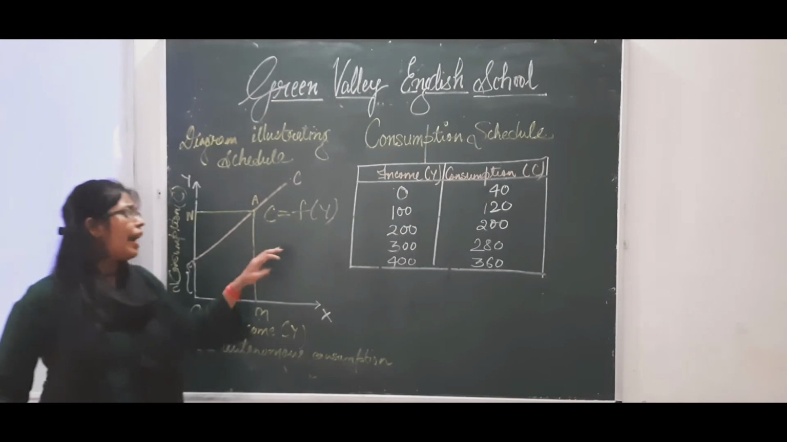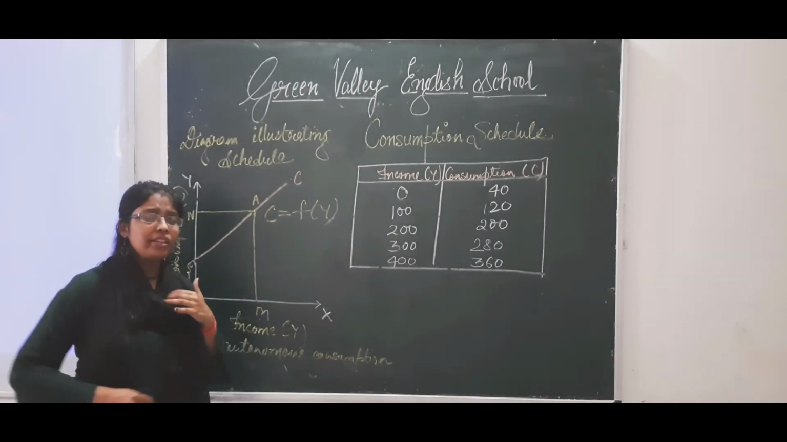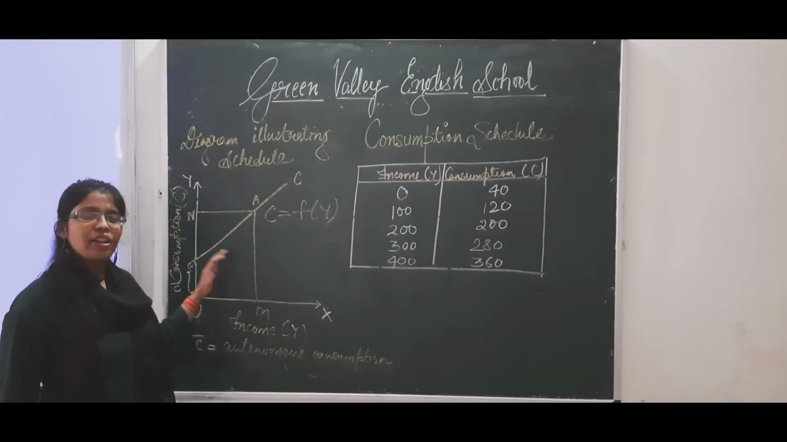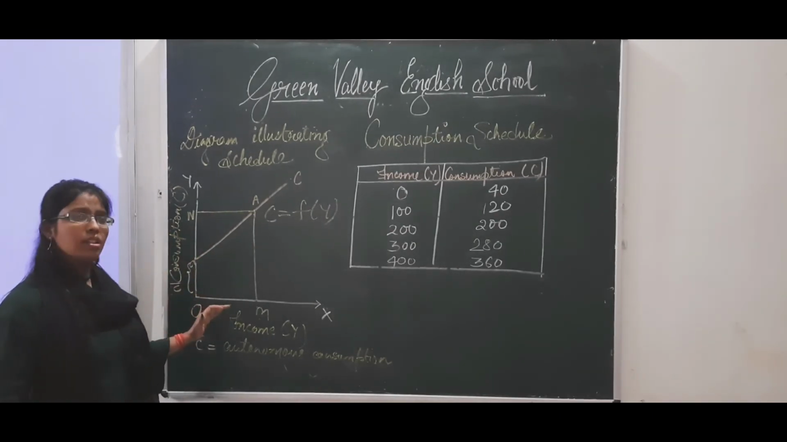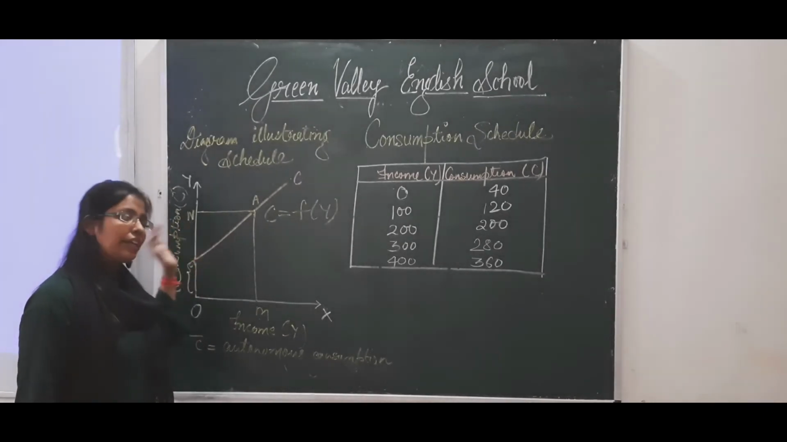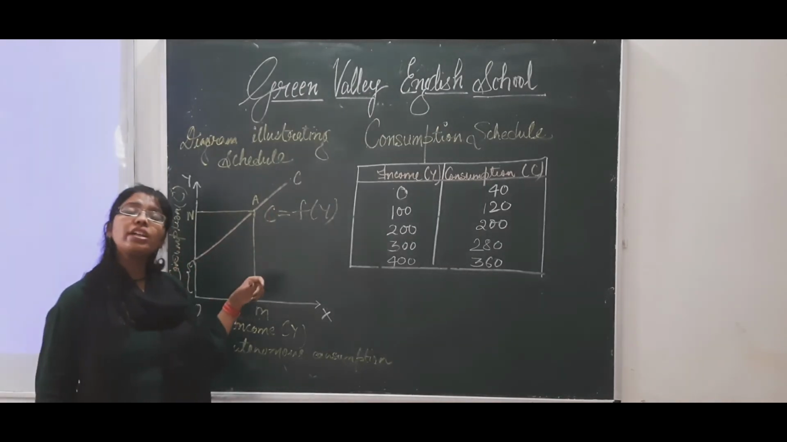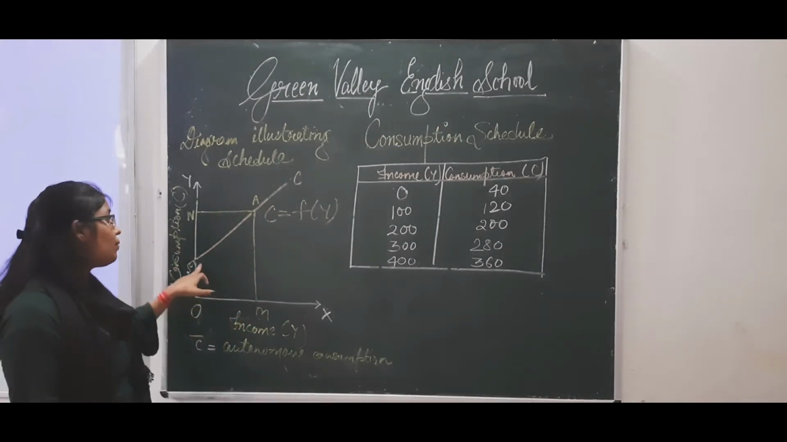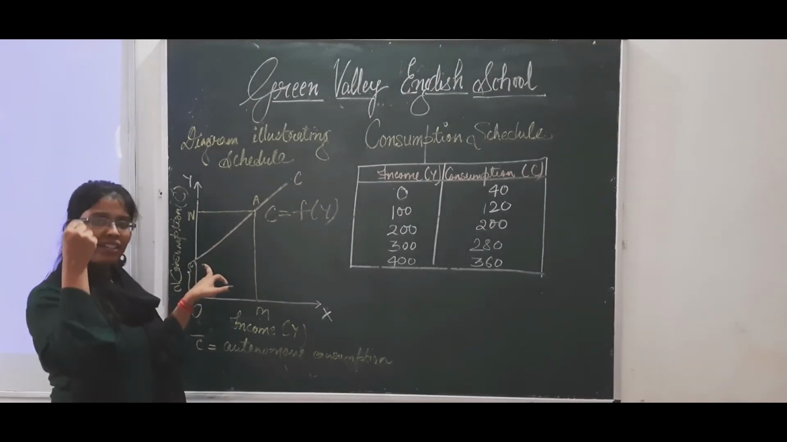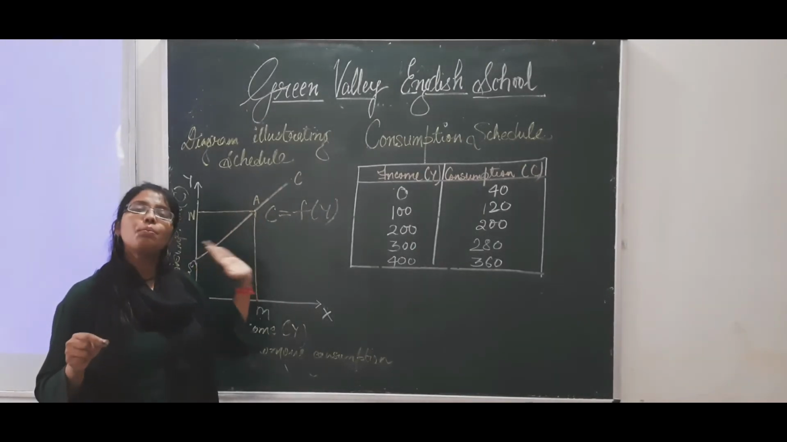Now some points I told you that I will be telling you about this schedule and diagram. This states certain points. What is that? First of all, income is shown on the x-axis and consumption is shown on the y-axis. Then there is a CC curve, which implies the consumption curve. And this consumption curve has a positive slope. Why? Because as income increases, consumption also increases. That is why it is positive.